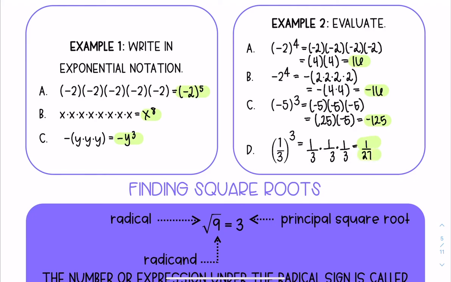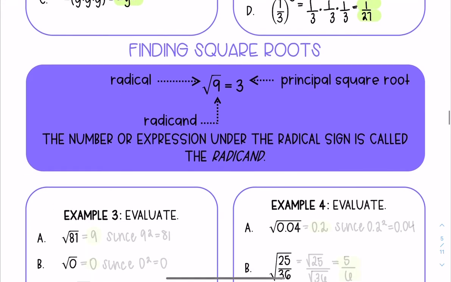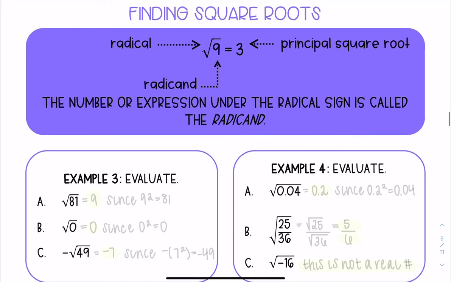Now let's talk about finding square roots. So the radical is the actual symbol. What's underneath the symbol is the radicand. And then the square root of 9 gives me 3, and that is the principal square root.